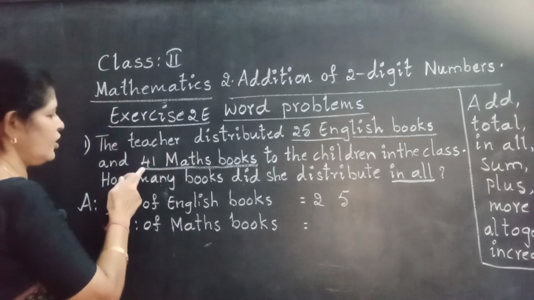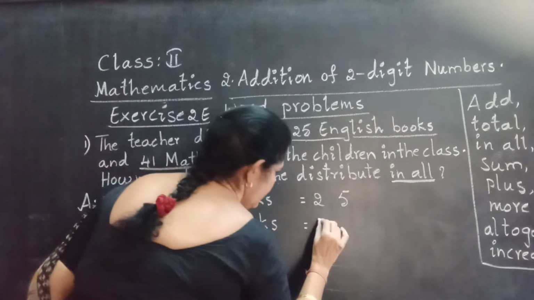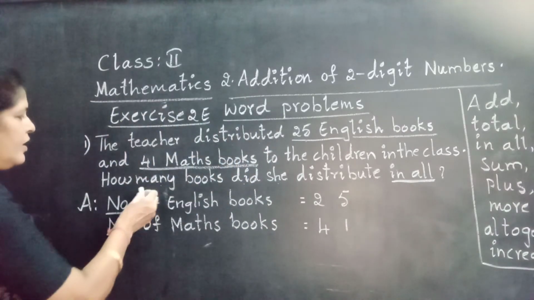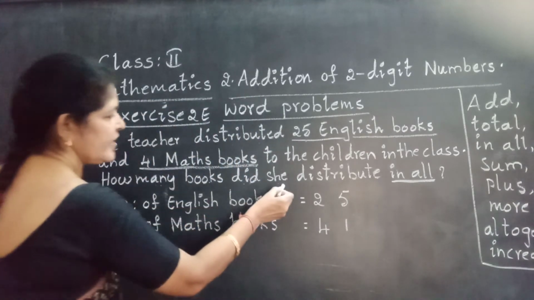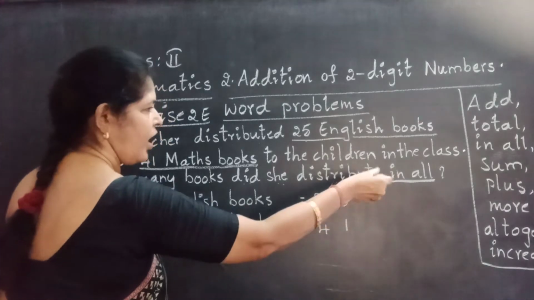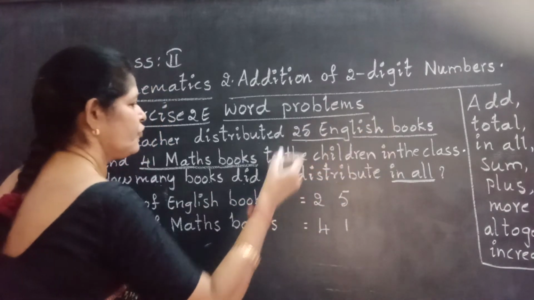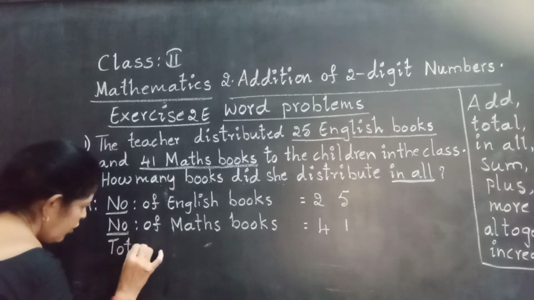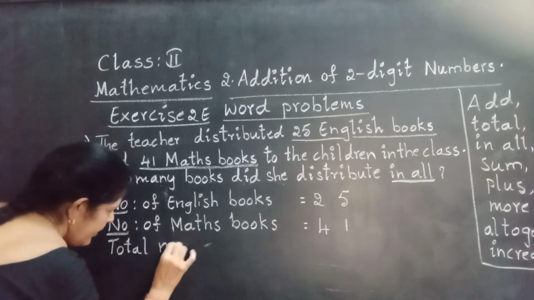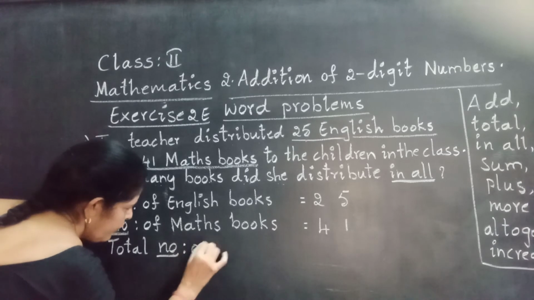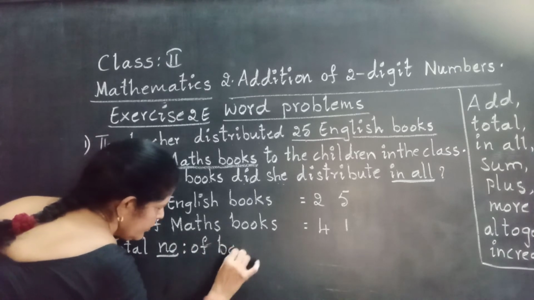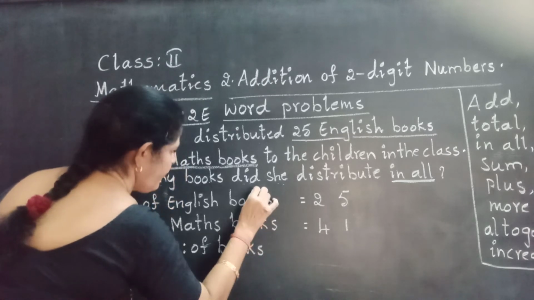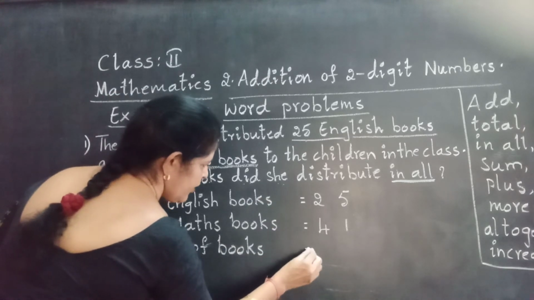We are underlining number 41. Write correctly in the ones place and tens place. Now how many books did she distribute in all? In all goes to addition word. Right, in all means total. T-O-T-A-L. Total number of books. You write in simple words: total number of books equal to.